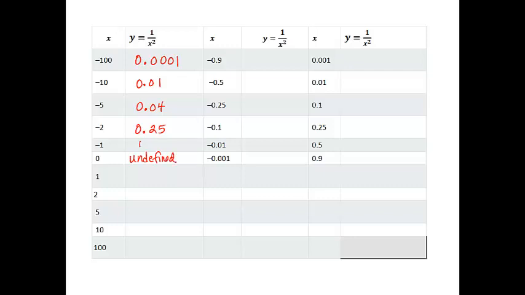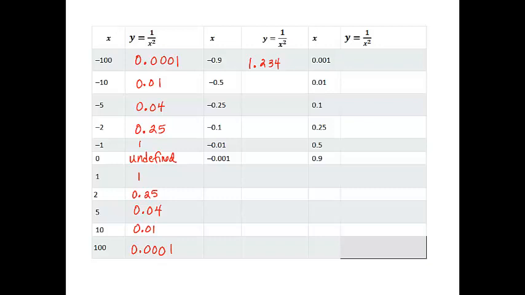And then 1 divided by 1 squared is 1. 1 divided by 2 squared is 0.25. 1 divided by 5 squared is 0.04. 1 divided by 10 squared is 0.01. And 1 divided by 100 squared is 0.0001. Then 1 divided by negative 0.9 squared is 1.234. That's an interesting number. You actually get 1.2345679. So kind of neat to see all the numbers play out there.